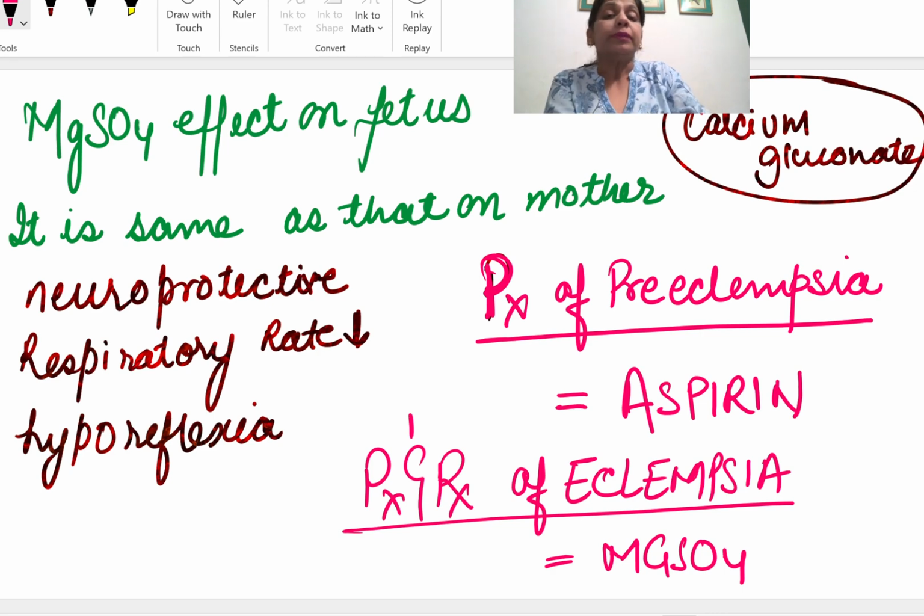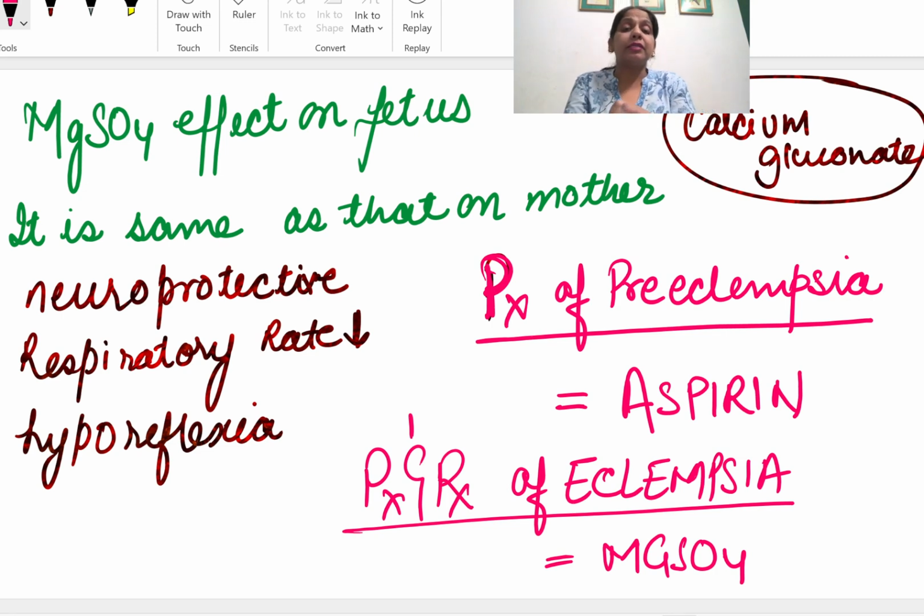Because whatever happens in the mother happens in the fetus. In the mother there is neuroprotection, so in the fetus there is neuroprotection. In the mother the respiratory rate is decreased, in the fetus the respiratory rate is decreased. In the mother there is loss of reflexes, in the fetus also there is loss of reflexes, or you can say there is hypotonia.